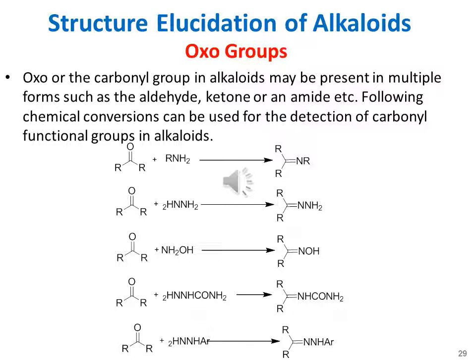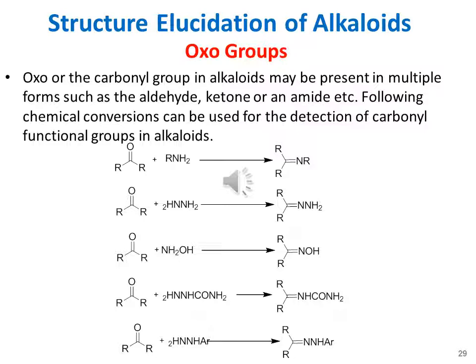Oxo, also called the carbonyl group, may be present in alkaloids in many forms. It may be present in the form of an aldehyde, a ketone, or an amide. Different chemical conversions or reactions that can be used for the detection of carbonyl groups in alkaloids include the reaction of a primary amine with the alkaloid having the carbonyl functional group.